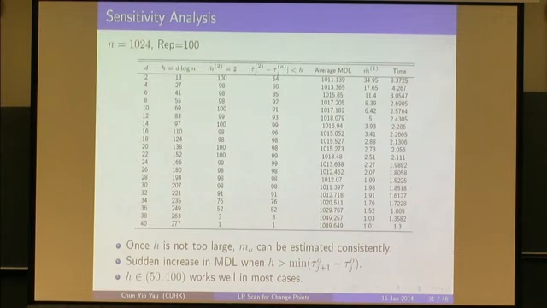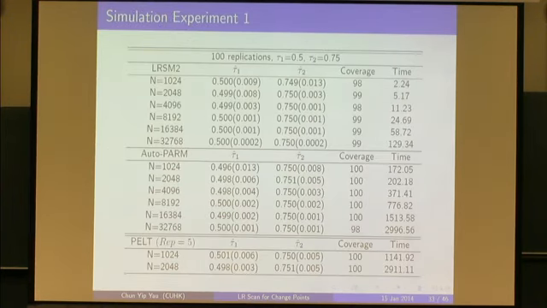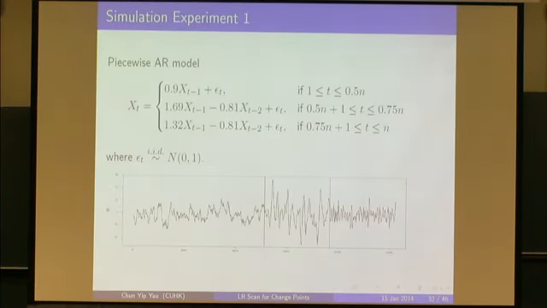So in practice, if we want to choose a very good H, we can try a lot of H, increasing it until the MDL increases a lot. Then we know that we should stop, and then we can choose the H. And in most of the cases, not just this time series, in other cases, I found that H from 50 to 100 works very well in most cases. So let's see other simulation examples.